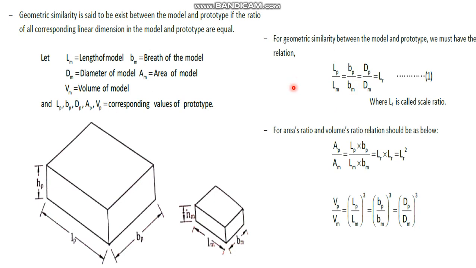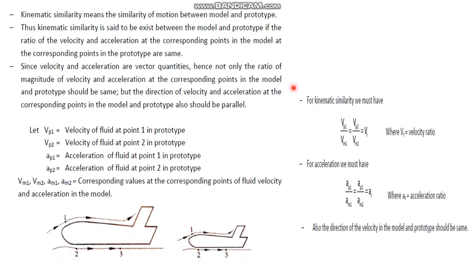Next, coming to the kinematic similarity. When do we say that kinematic similarity exists between the model and prototype? When the corresponding ratios of the velocity and the acceleration at corresponding points in the model and at corresponding points in the prototype are the same. That is, the ratios must be the same.